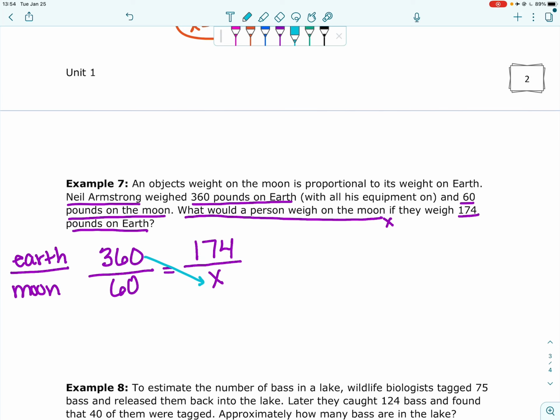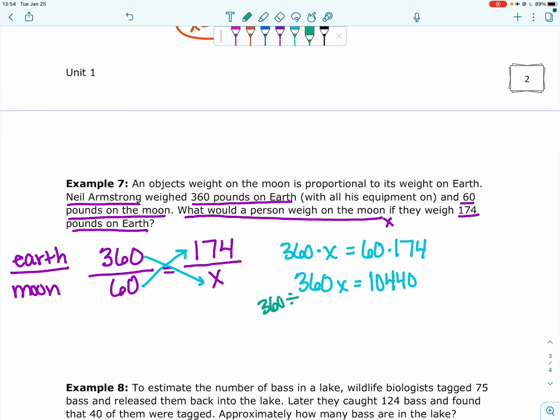So then I'm going to cross multiply. So 360 times x equals 60 times 174. So clean this up. 360x equals 60 times 174, which is 10,440. And we have 360x, but we only want 1x. So divide both sides by 360, and we get x equals 29.